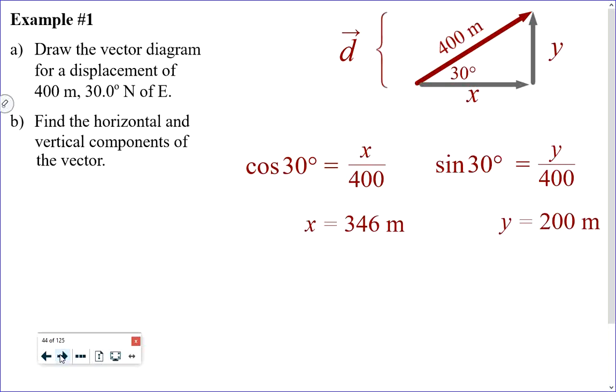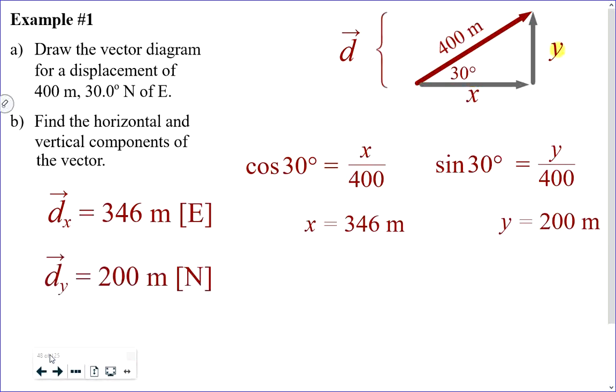So what are the components? This is not good enough for an answer. That's not the answer. We need to say that the horizontal component of that vector, and look at the notation here, it's not just some haphazard writing out of an answer. It's displacement, which is a vector. The vector symbol is there. In the horizontal dimension, or the horizontal direction, is 346 meters east. And we can write that the vertical component of that displacement is 200 meters north. Pretty straightforward?